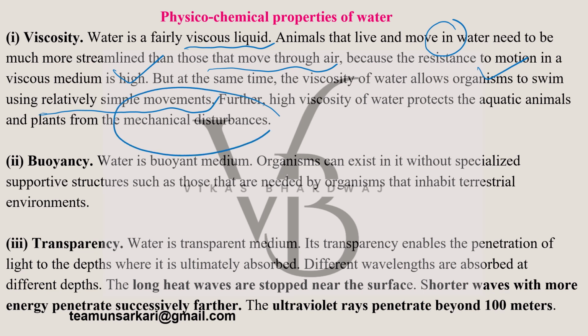Now just visualize and think. You know so many animals. We have discussed so many organisms, how they are surviving in water, how they are able to migrate and travel so long. Please make a list. Buoyancy: water is a buoyant medium. Organisms can exist in it without specialized supportive structures.